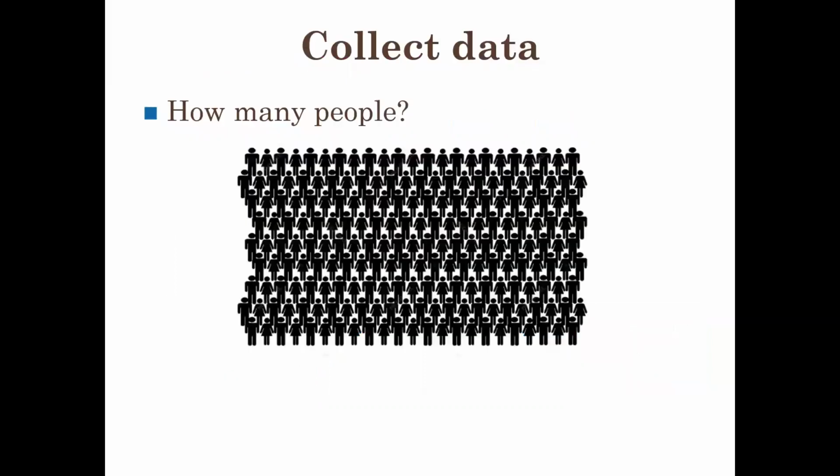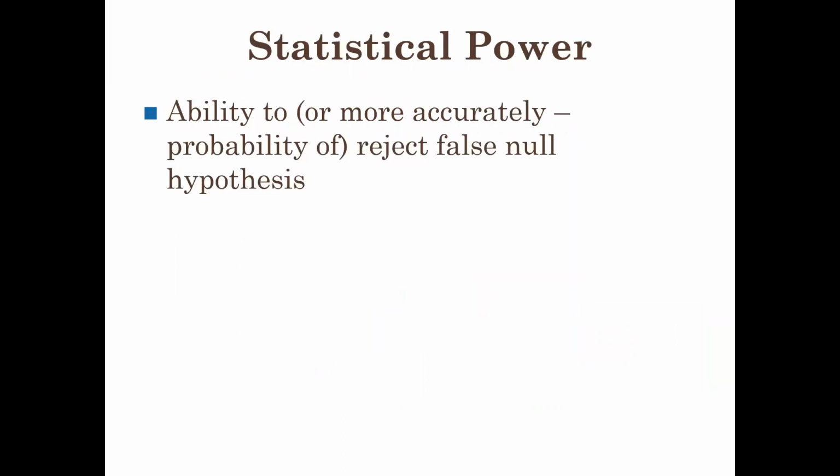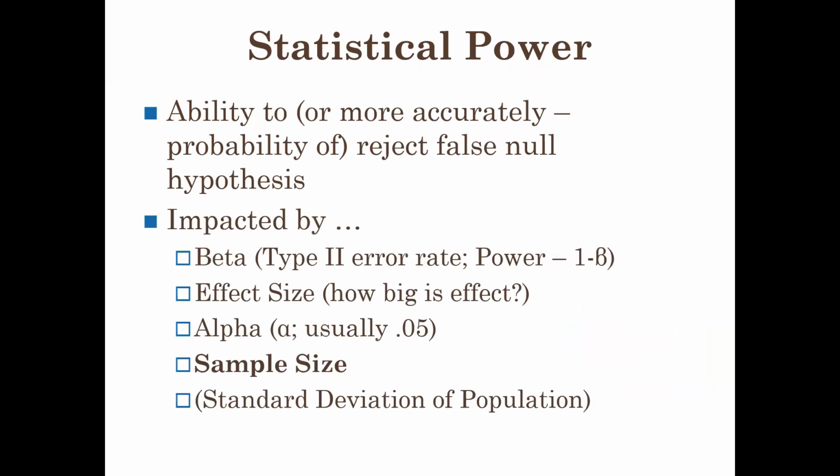Next, we collect data, and we have to decide how many people. To decide how many people, we use a power analysis. Just to refresh your memory, statistical power refers to the probability of rejecting a false null hypothesis. Your power is influenced by beta, which is your type 2 error rate. One minus beta is power. It is also influenced by your effect size, how big the difference between the means is in our example, your alpha level, and your sample size, which is what we're looking at now.